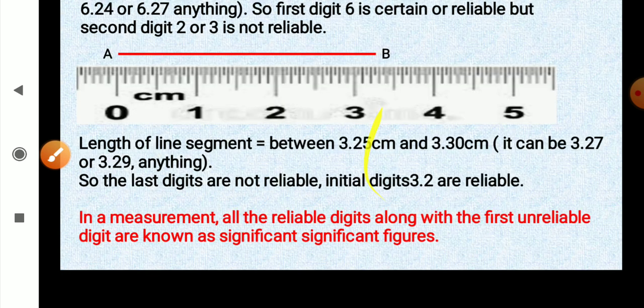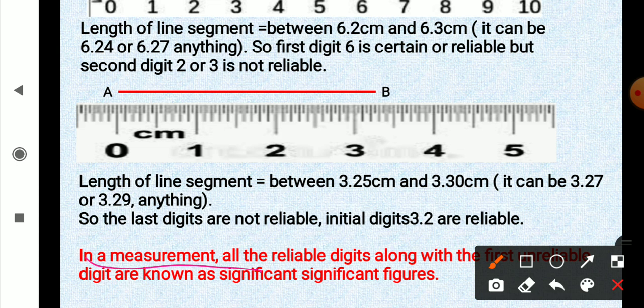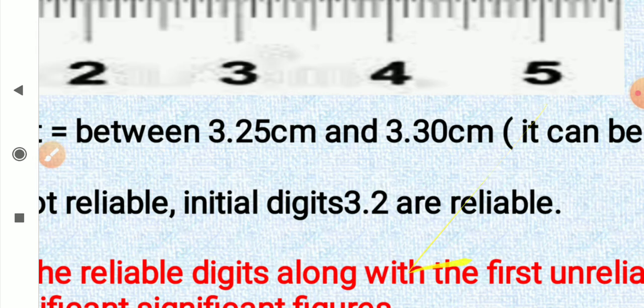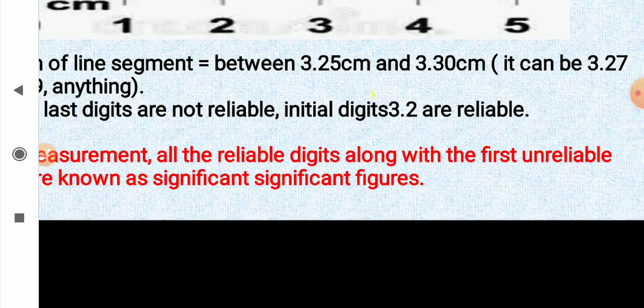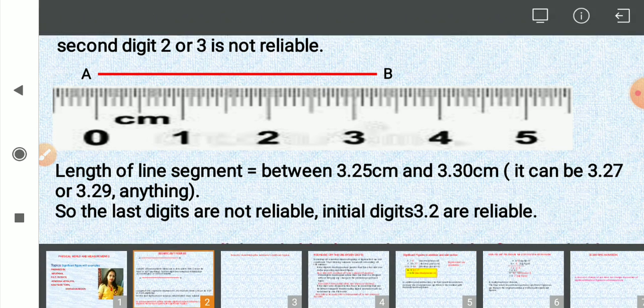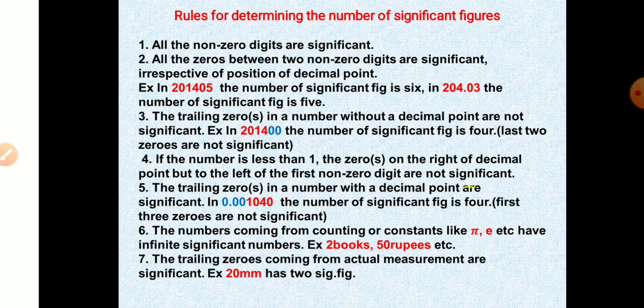So let's see how we define significant figures. In a measurement, all the reliable digits along with the first unreliable digit are called significant figures. You can have a look. All the reliable digits along with the first unreliable digit are called significant figures. So now we will learn the rules for determining significant figures.